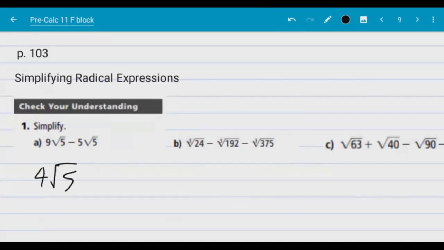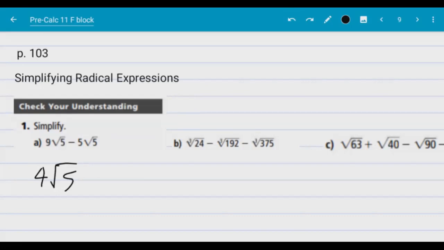The next one. What do you notice here? The radicand is 24, 192, and 375. All of them are different. But what's nice though is that all of them have an index of 3. All right. So what if we try to rewrite these and see if whatever mixed radical we can come up with, we can eventually add them up or simplify them together.